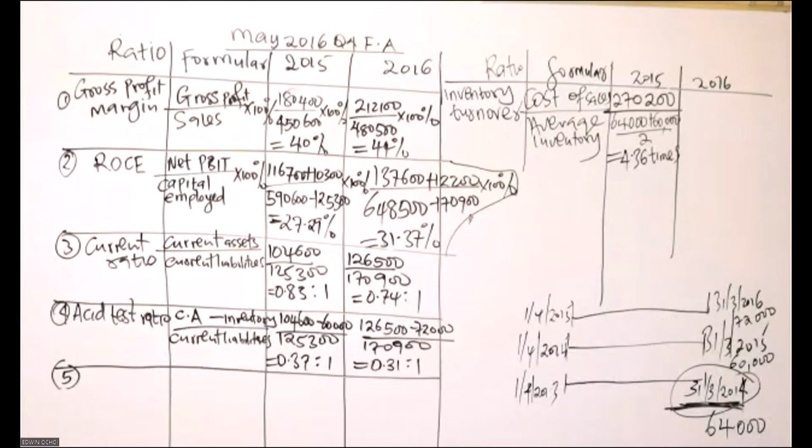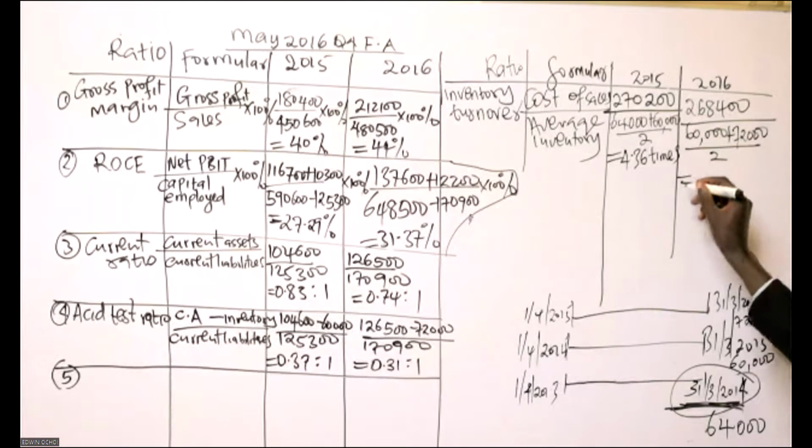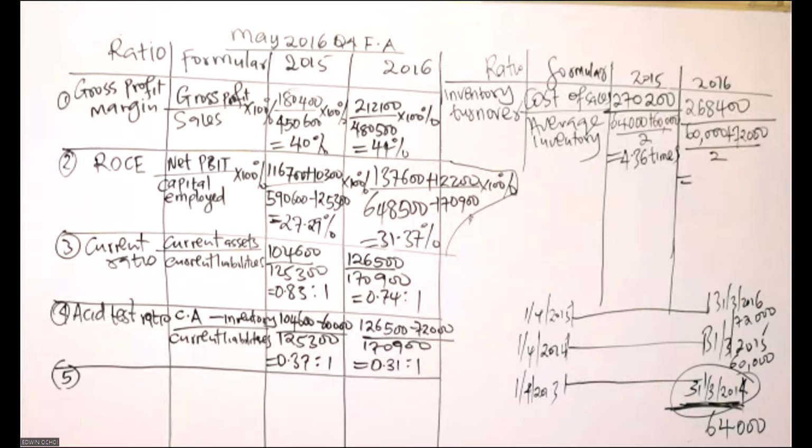2016, cost of sales is 268,400. The average now, you take that of 2015, which is 60, plus the 2016 itself, which is 72, divide by 2. How many times? 4.07 times.